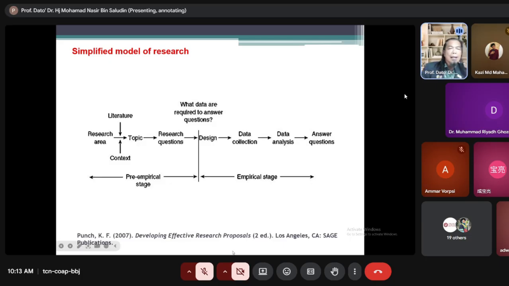Okay, this is a simplified model of research. There are 2 divisions. Number 1, literature, that research begins in literature, research area, topic, context. It's a pre-empirical stage. Then you produce a research question or research problem. What data are required to answer the question? Design, this is the empirical stage, design, data collection, data analysis, and answer the question. Answer the question using the research hypothesis. I take this from Punch 2007, Developing Effective Research Proposals, second edition, Los Angeles.